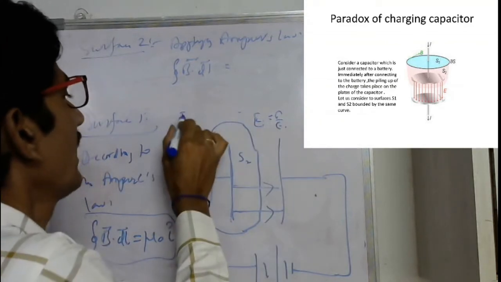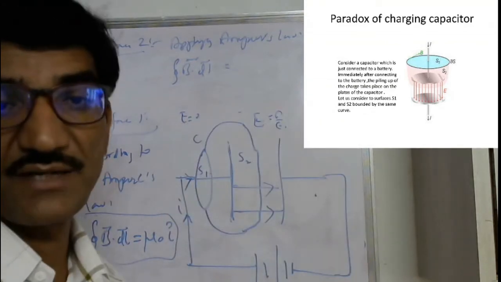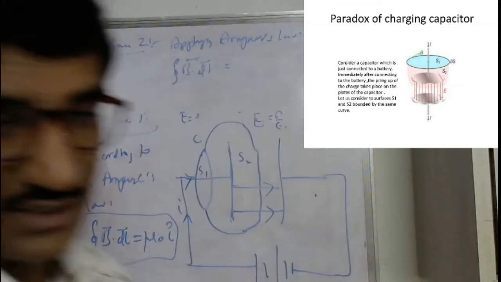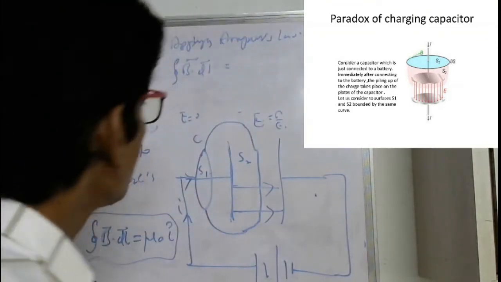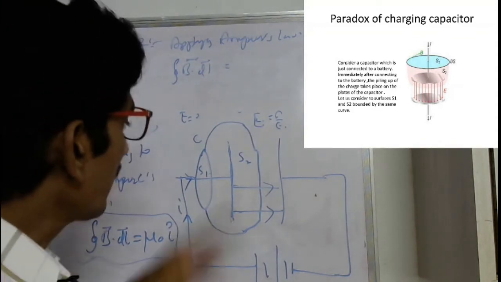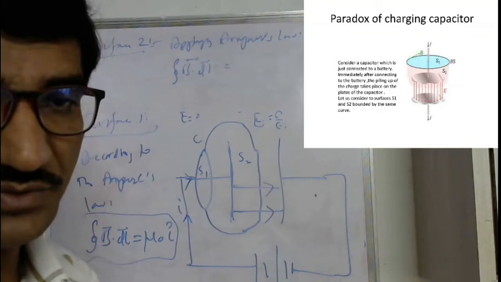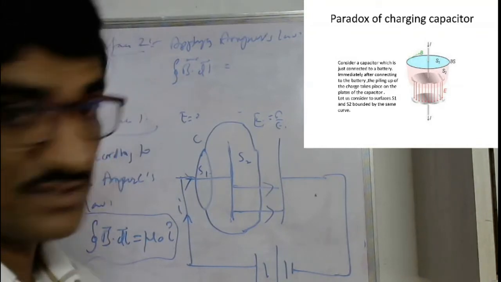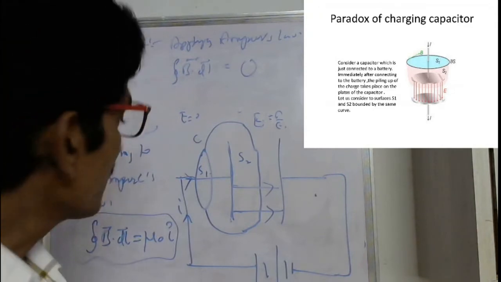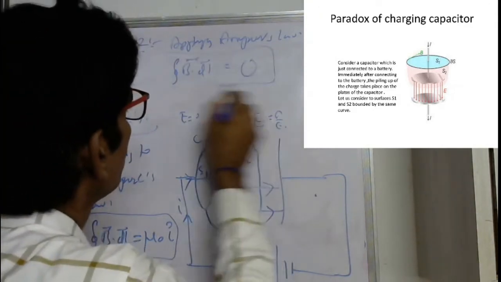On this side you have E is equal to 0, outside of the capacitor. You don't have any field either on the left or on the right. Actually, you have no physical current passing through that surface, so you are getting 0. So this is what the paradox involves.